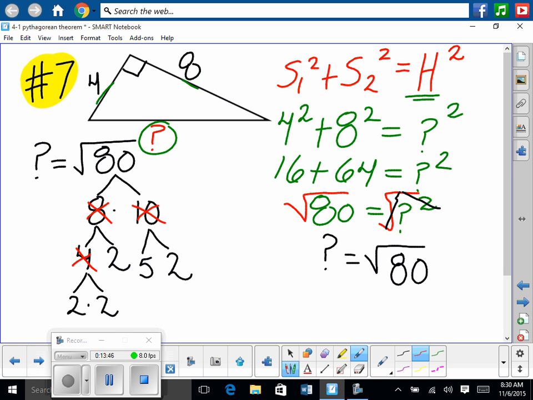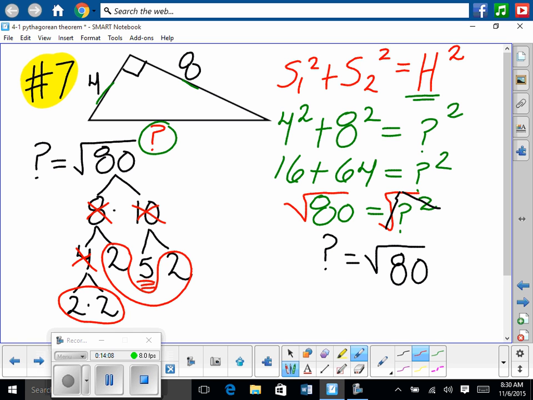Okay, pulling out groups of 2. There's 2 2's right there, right? Then there's 2 2's right there. And then left underneath is a 5. So remember though, don't make the error of pulling out a 4 for these 2 2's. You're taking the square root of 4 here, which is 2.